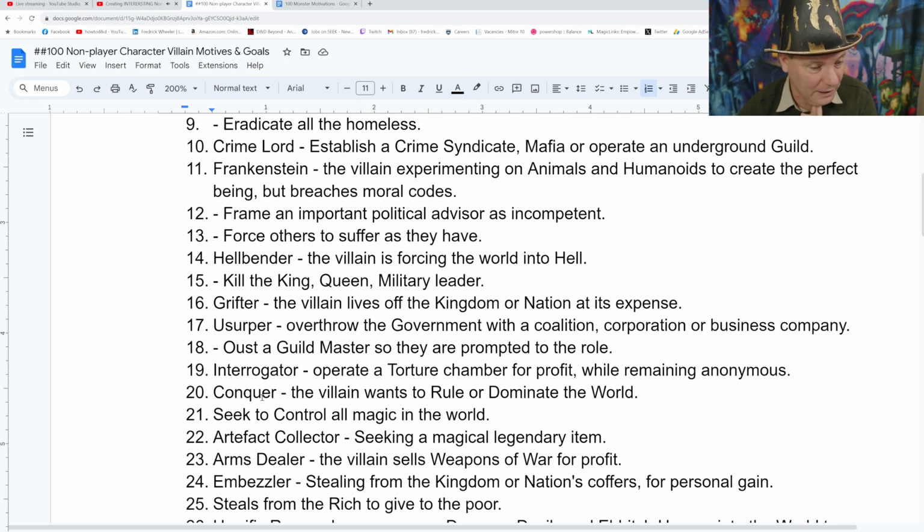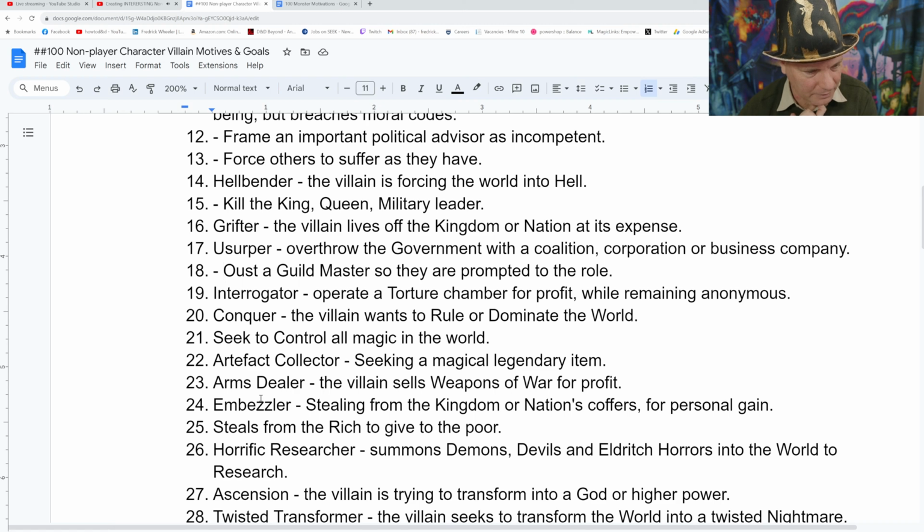So we've already got conquer. Okay. So that's probably the one I just wrote down. It's kind of had to go. Seek to control all the magic in the world. So we don't have a tag name for that. Artifact collector, seek a magical legendary item.